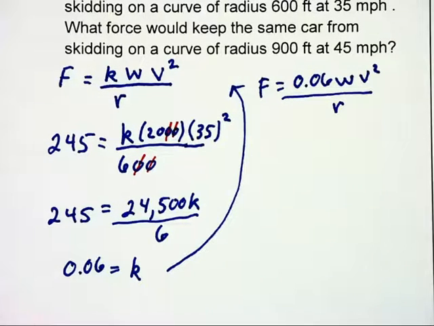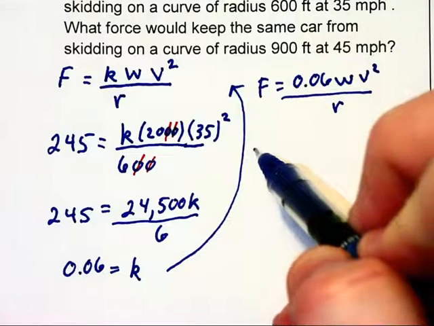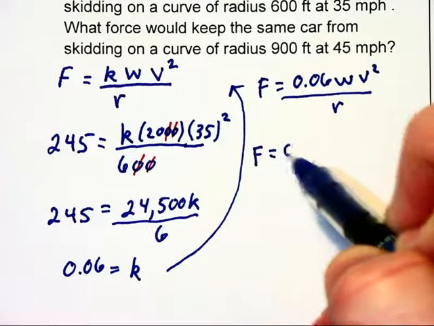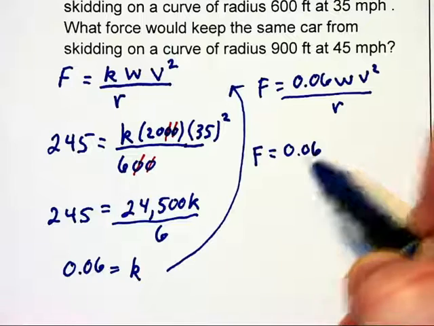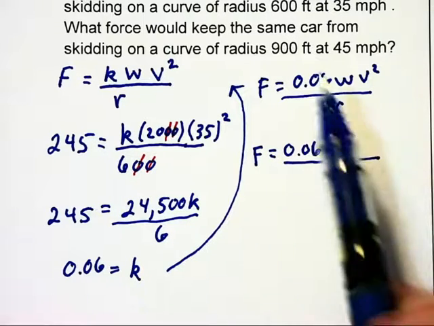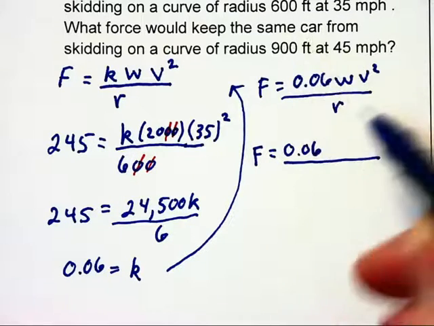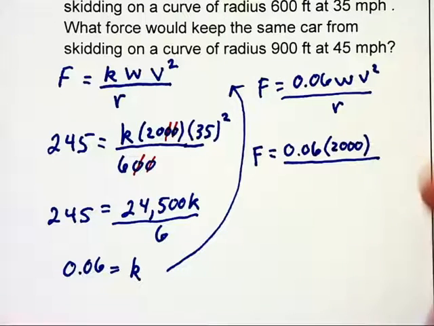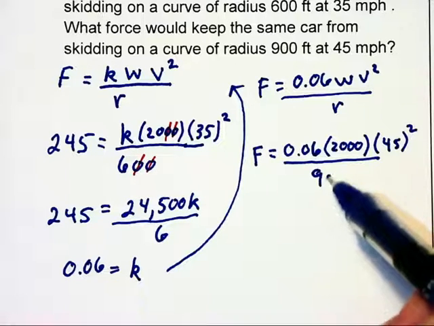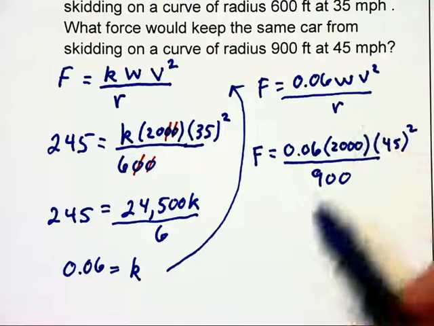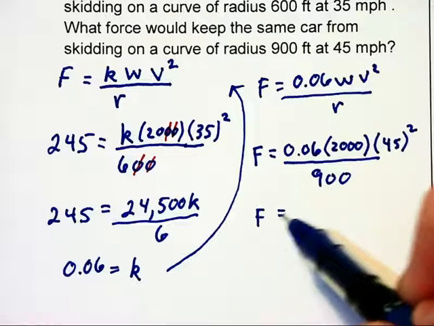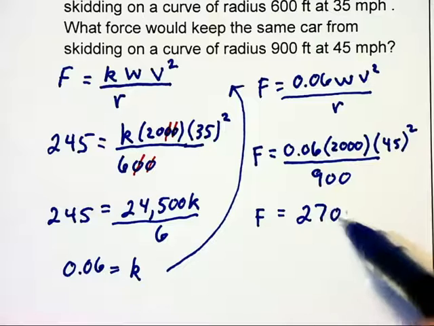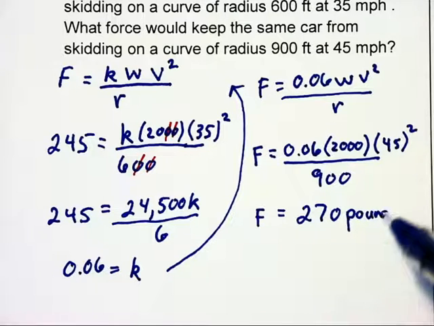Let's read our final sentence. What force? Okay, force we don't know. We're going to keep the 0.06 there. We'll keep the same car. That tells us the weight is going to be 2,000. 45 miles an hour, so 45 squared at a radius of 900 feet. When you do the division here, you will find that this is going to be 270 pounds of force.